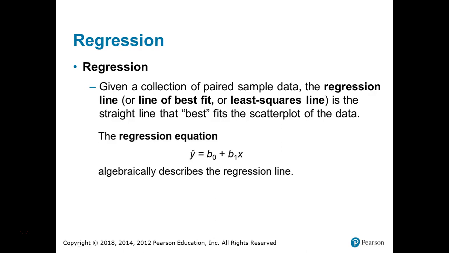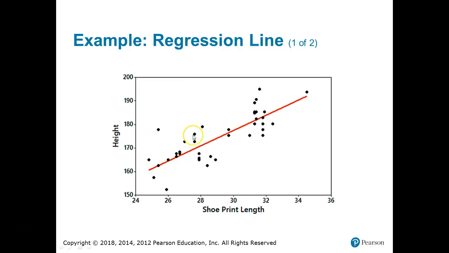Okay, regression. Given a collection of paired sample data, the regression line, or line of best fit, is the straight line that best fits the scatter plot. And don't overthink this. This is just your simple slope-intercept form, your y equals mx plus b, pretty much. So you have all your data points, and then we create our line of best fit, this red line. Because it's a linear line, it will generally have an equation in the form y equals mx plus b, where m is the slope and b is the y-intercept.